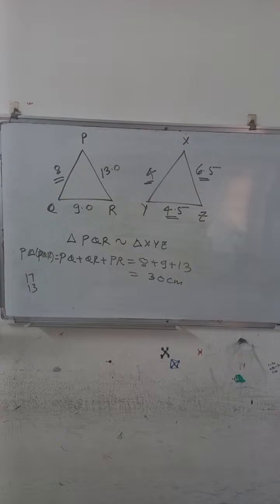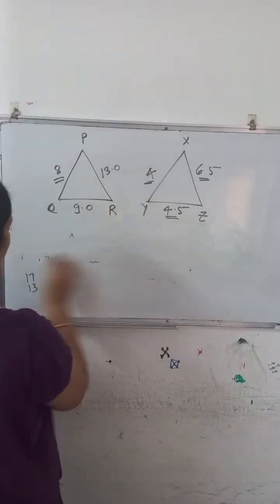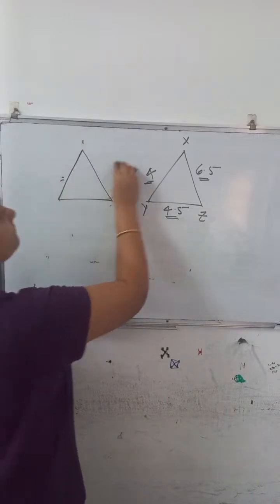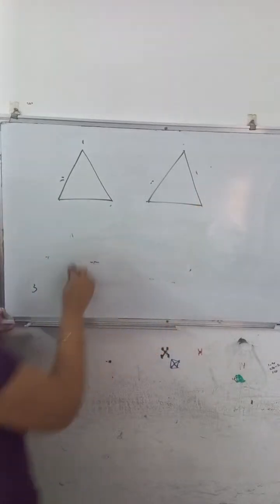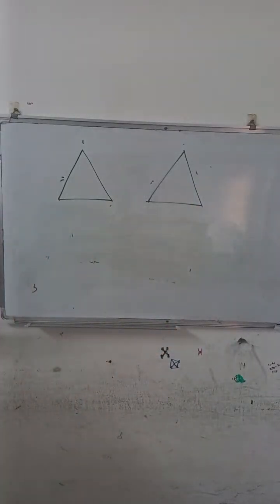In triangle ABC and triangle DEF, angle B is equal to angle E, and angle F is equal to angle C, and AB is equal to thrice of DE. Then the two triangles are.